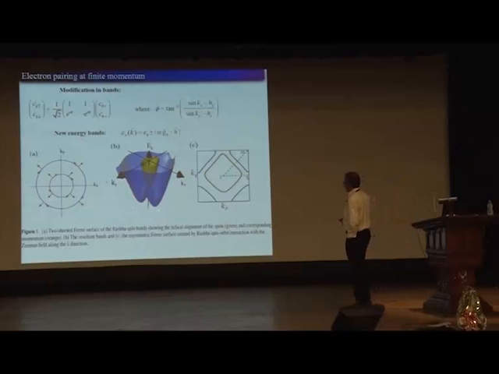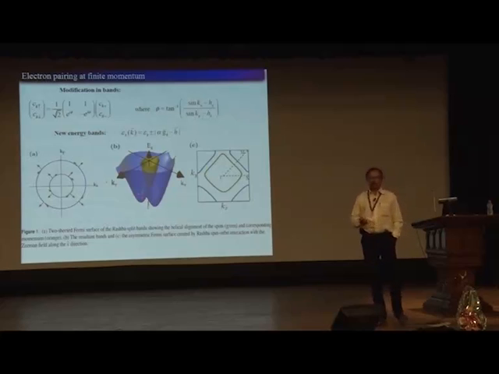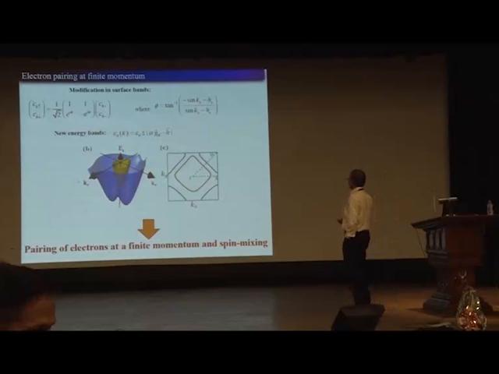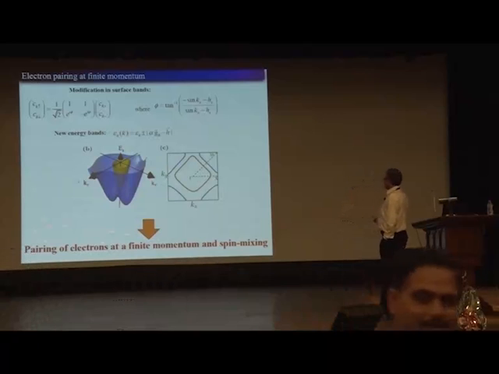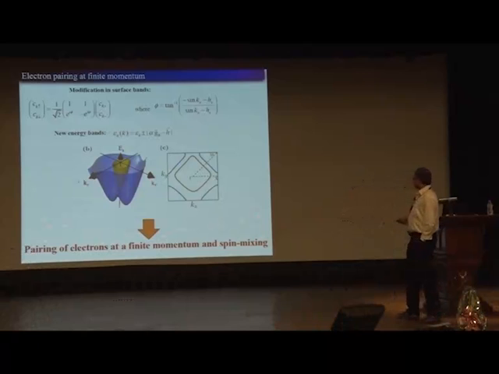The interesting thing is that now you can see that at the gamma point, the 2 Fermi surfaces, Fermi levels are at different points, and so if you want to pair an electron from here to here, which we normally do, then you must give a finite center of mass momentum. There is no other way you can pair them up, and that's what one does. So this is a pairing of electrons at finite momentum and spin mixing.